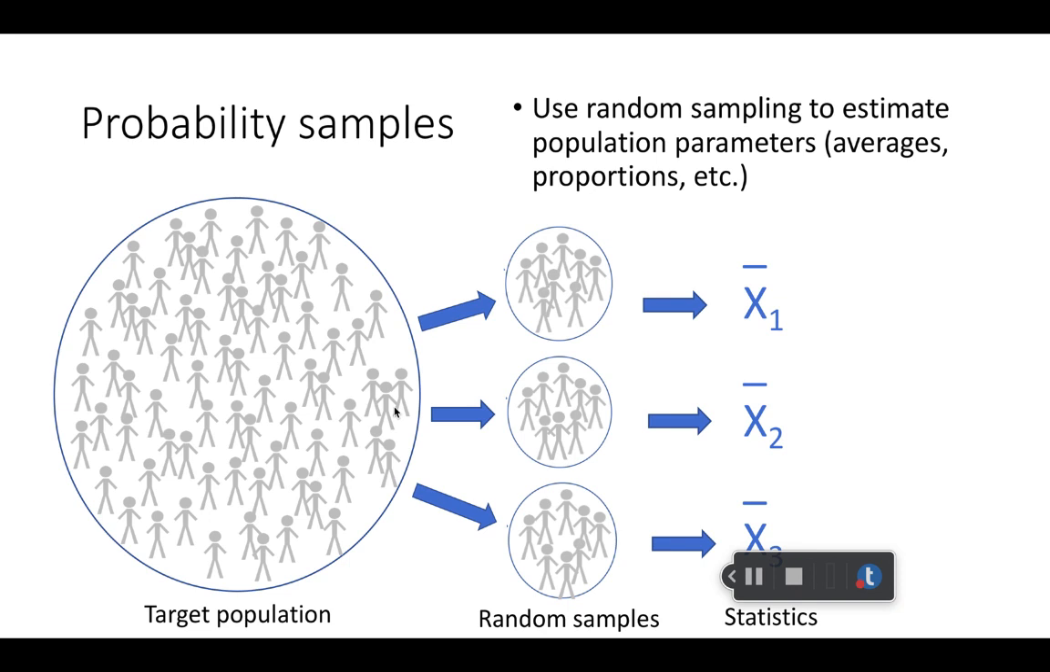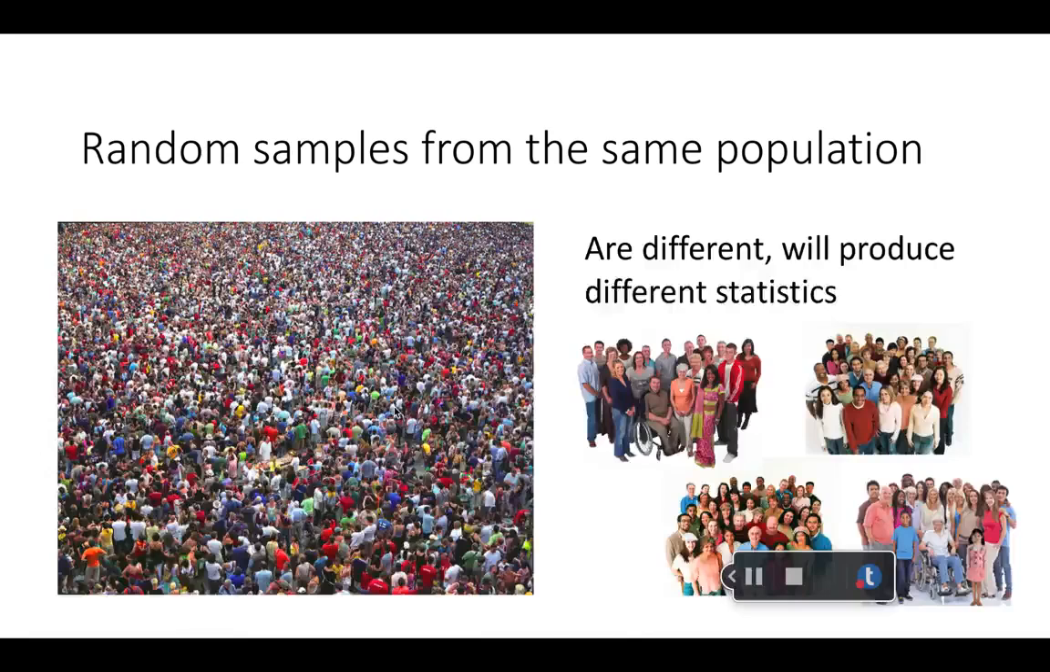So here I'm illustrating 3 different random samples that give us 3 different statistics. In this case, these are averages, which are represented by the letter X with a bar over it. That means average. So we get 3 different statistics. Okay, random samples from the same population will be a little bit different. There are going to be different people in each of these samples, so they'll produce slightly different statistics.